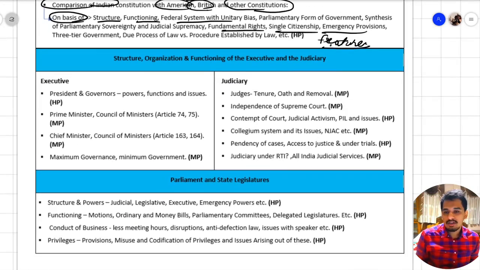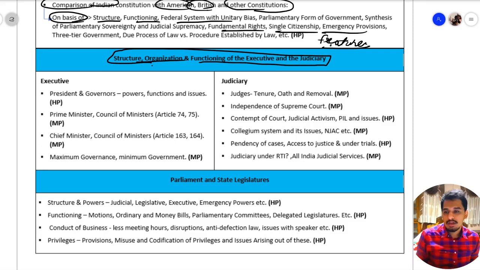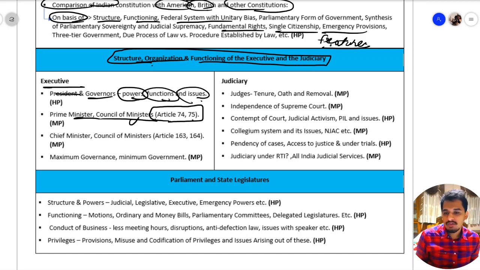Then we have structure, organization and functioning of the executive and the judiciary. In the executive we have the President and Governors, their powers, functions and issues with them. Then we have the Prime Minister and Council of Ministers for the Union, in which we have Articles 74 and 75, and for the state we have Articles 163 and 164. Then we have maximum governance and minimum government. In this you should know how this can be achieved, why it is needed in the first place, and what are the issues in achieving this concept.